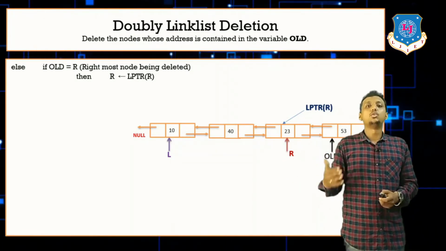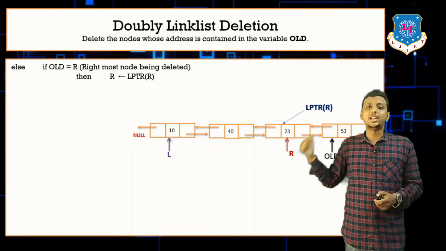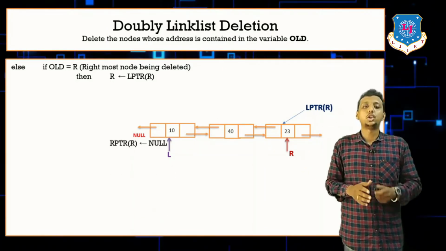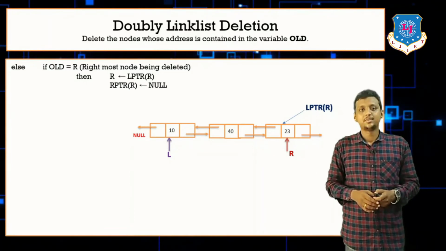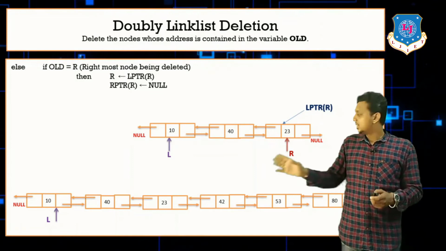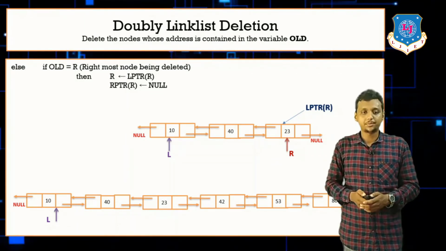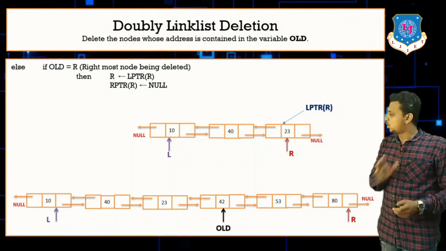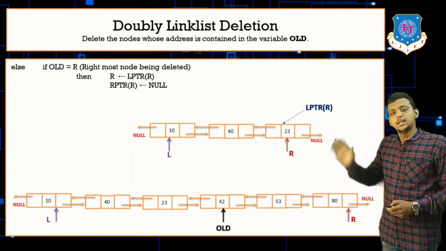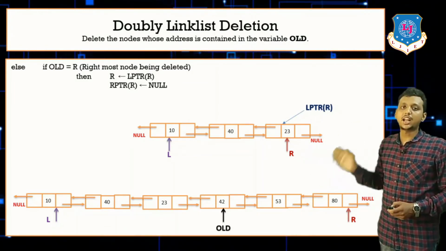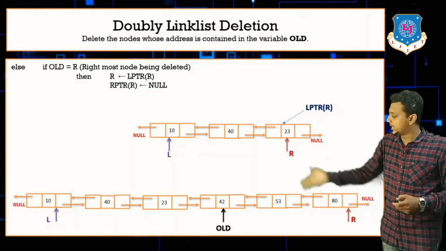Now, to remove this, I also need to break the right link of 23. It means the RPTR of R pointing to null. So here it is, the right link of 23 to 53 is gone. Now, what is the last step? Students, what is my last situation? My last situation is that my pointer is not on the left side, not on the right side, but in the middle of the linked list.